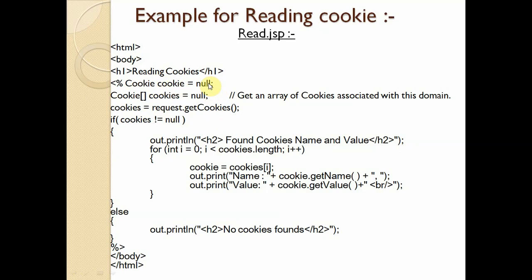We are providing an initial value of null to this array as well as this simple Cookie variable. Now request.getCookies will get all the cookies that were created when we made the request to the server, according to whatever provision the programmer has made. Request.getCookies will retrieve all these cookies and store them in the cookies array. That's why we are using this for loop.